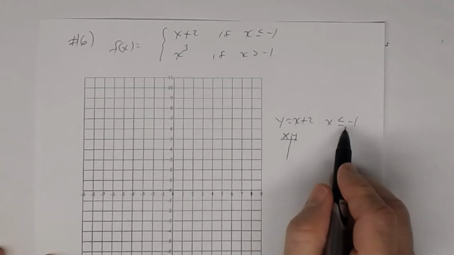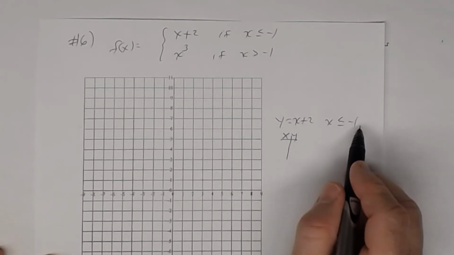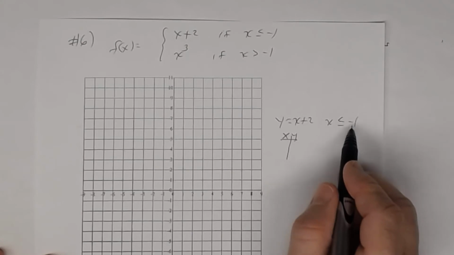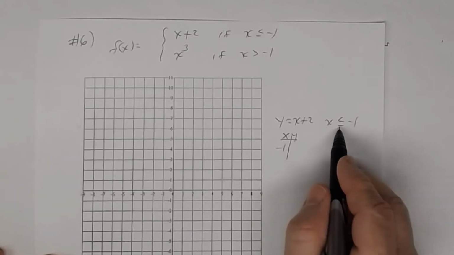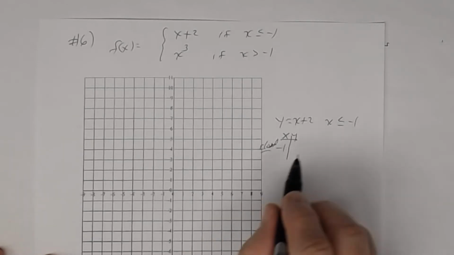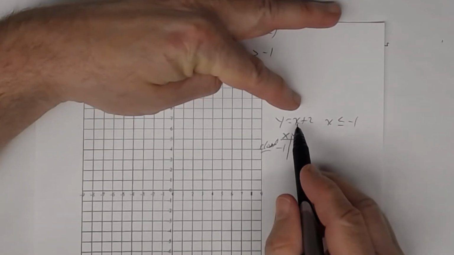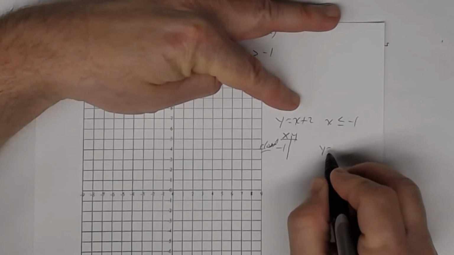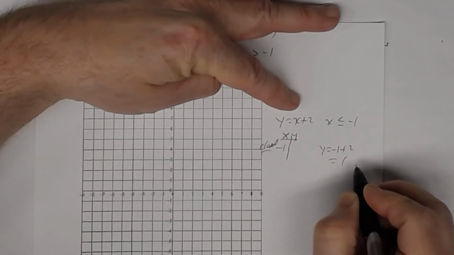And one of the x values you're going to use will be this number, regardless of whether you see an equal sign or not. So I'm going to use x equal negative 1. Since there is an equal sign, when I plot that point, it's going to be a closed circle. So when x is negative 1, wherever you see the variable x, substitute negative 1. I get y equal negative 1 plus 2, which is 1.